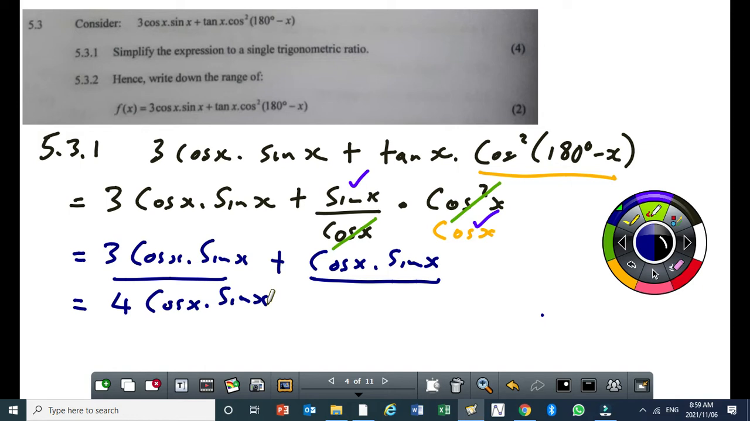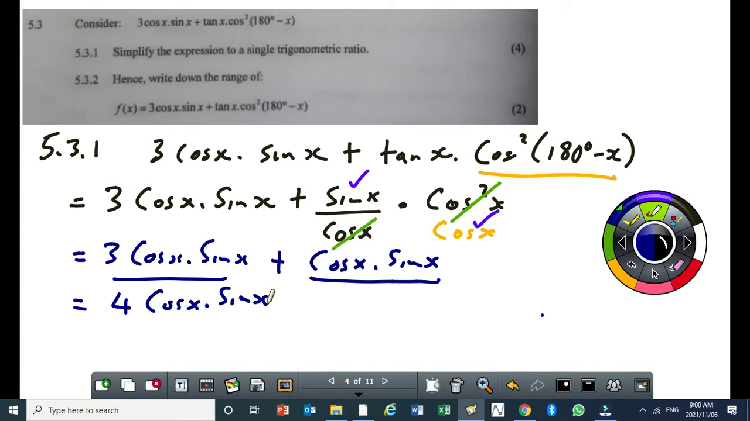But then the question was saying simplify the expression to a single trigonometric ratio. So this is not the final answer because we have got 2 ratios. We have got cos x, we have got sine x. We need to simplify so that we eliminate either sine x or cos x, so that our final answer must have either cos only or sine only.